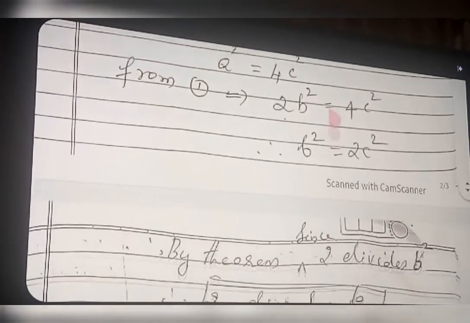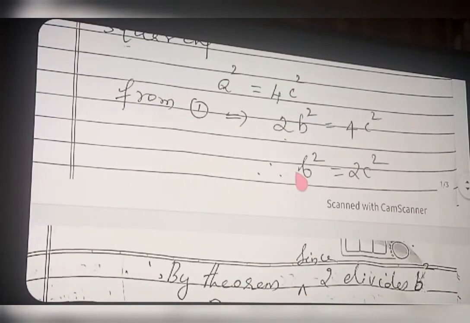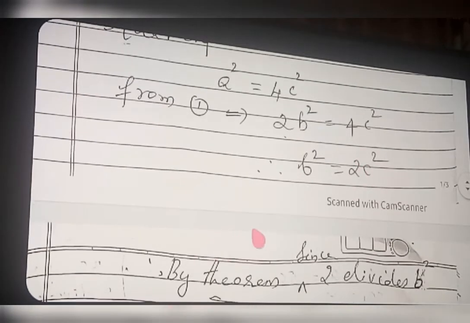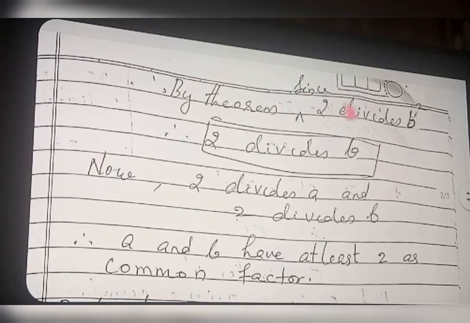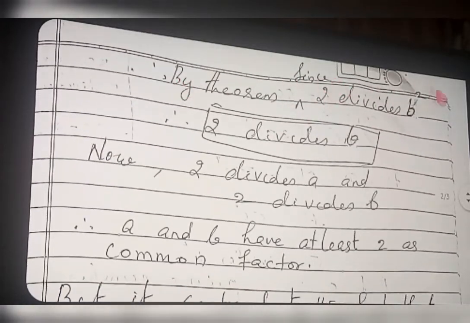Then what is the meaning of this one? b square is equal to 2c square. b square is the product of 2 and c square. The meaning is that 2 divides b square. See here, 2 divides b square. Since 2 divides b square, what can you say? 2 divides b.